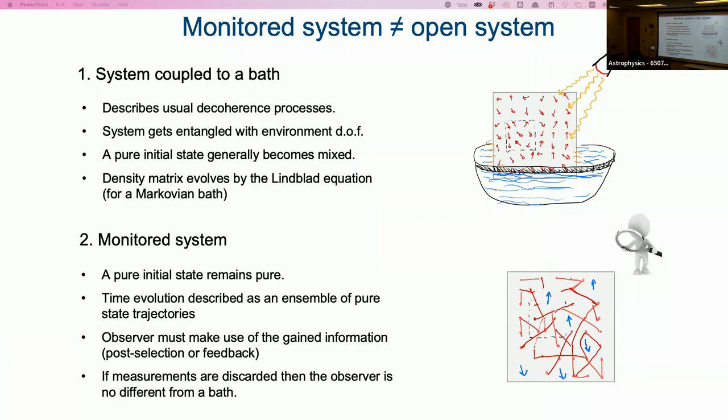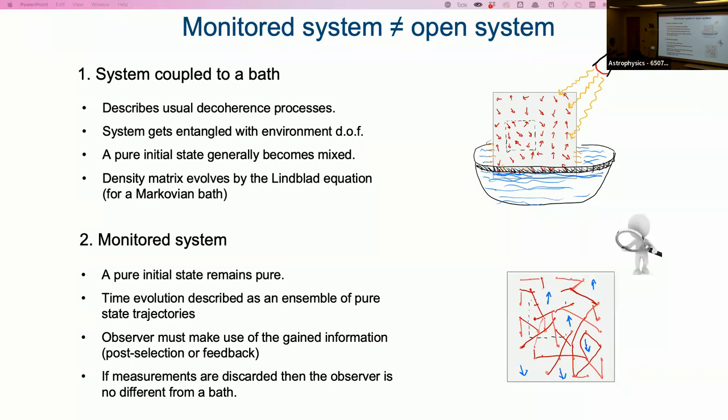So in this case, if I look at a single world trajectory, the system is in a pure state from every point in the trajectory. If it starts in a pure state, it continues in a pure state. So it's very different from a monitored system.